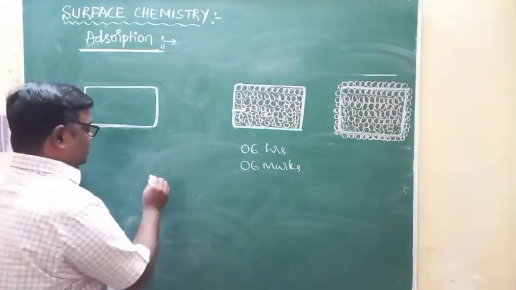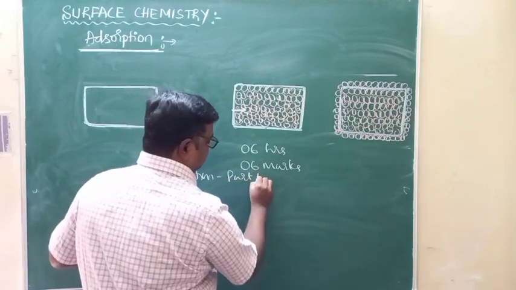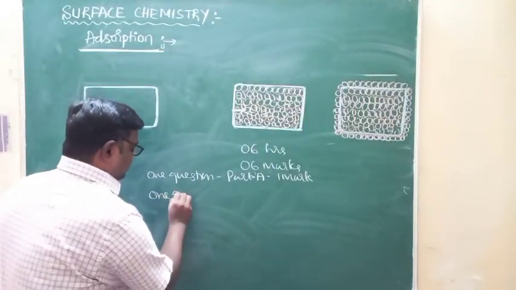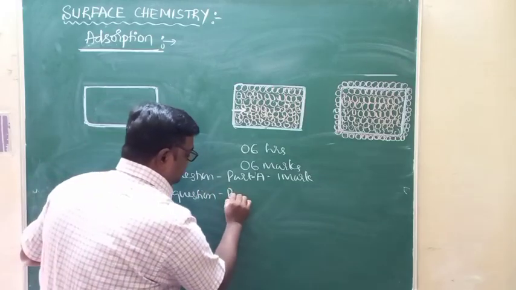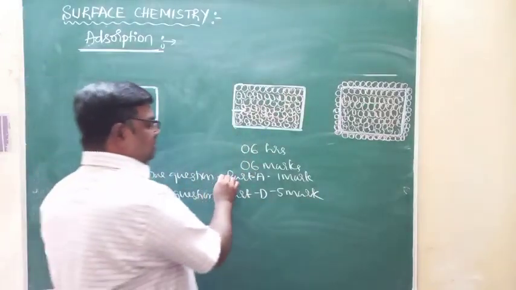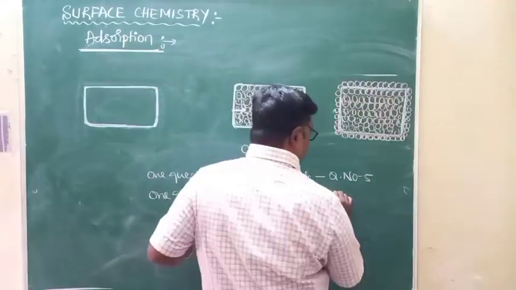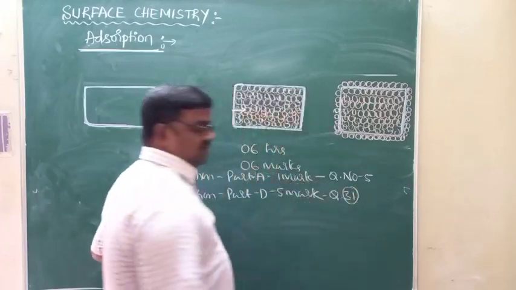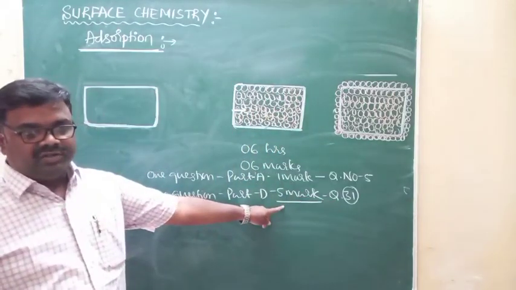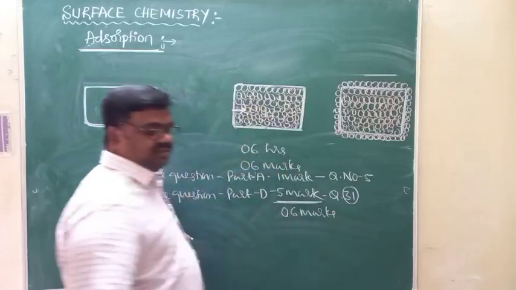Out of 6 marks, you can expect one question in part A of the question paper that carries 1 mark. That 1 mark question is question number 5. Apart from that, there will be one question in part D of the question paper that carries 5 marks. That is question number 31 of the second PUC question paper, from the chapter surface chemistry. Totally 6 marks you can expect from this chapter.